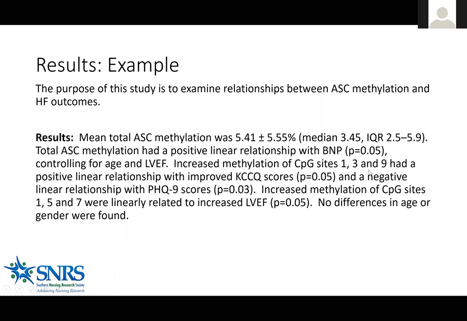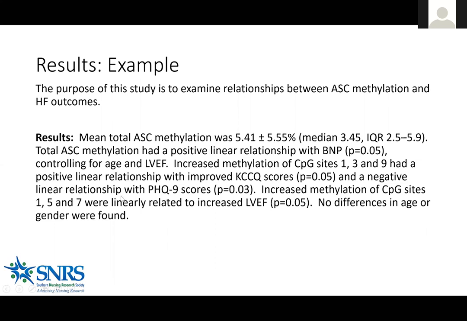Increased methylation of sites 1, 3, and 9 had a positive relationship with improved Kansas City Cardiomyopathy Questionnaire score. So here I showed that higher methylation was related to a higher, which is a better, score. Sometimes you can slip in a descriptive word to show your results, instead of a number for the level of scores; just a better or worse kind of context can be helpful. And then a negative relationship with PHQ-9 scores. Here I left that out, and it would have been better if I had been descriptive about my scores for my PHQ-9, my depressive symptoms.